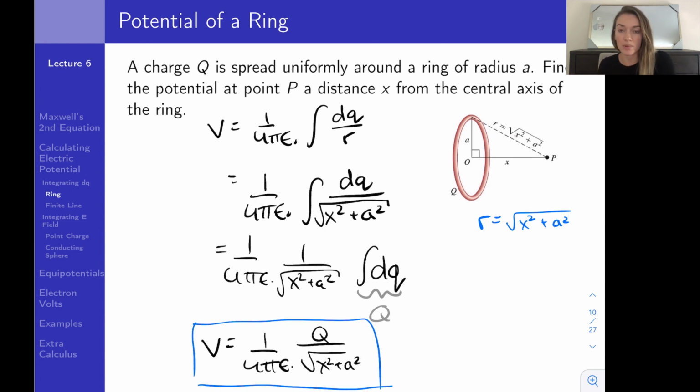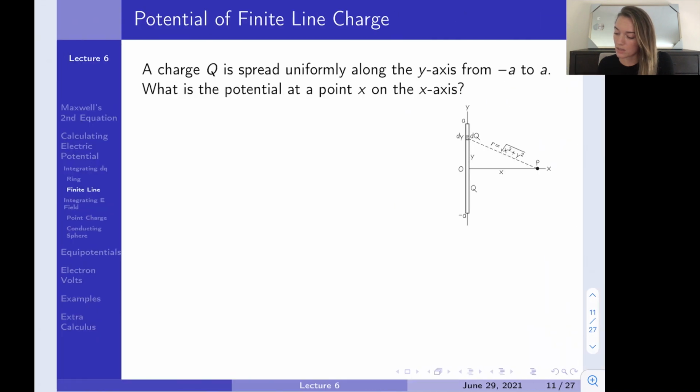So let's move on now to a line charge. We have a similar problem where we have a charge Q spread uniformly along the y-axis from negative a to a. What is the potential at a point x on the x-axis? So let's write down our formula.